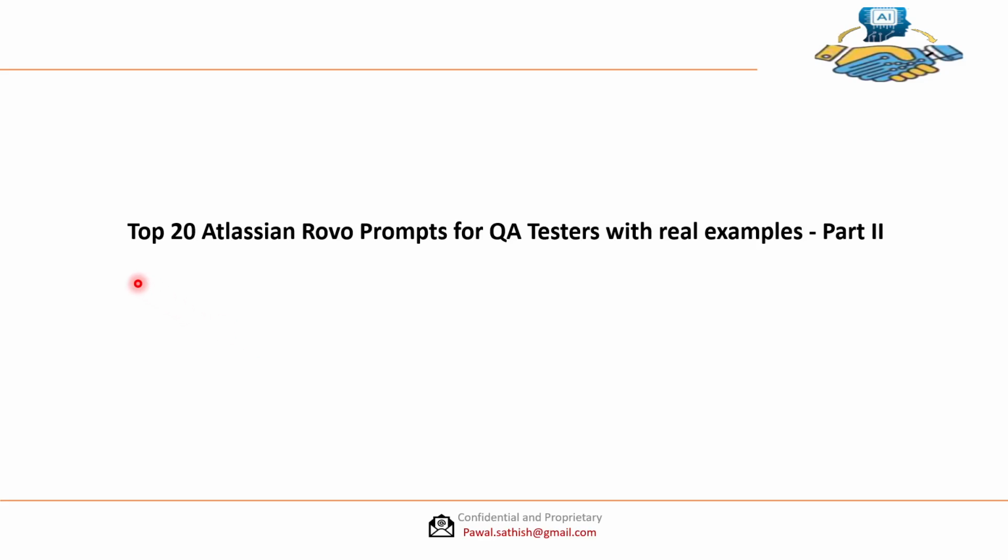In today's session, we will see the top 20 Atlassian Rovo prompts for QA testers with real examples, part 2. In the last session, part 1, we already saw the key features of Rovo, and in today's session we will see the actual top 20 Rovo prompts, and how we will give them to Rovo so that it increases our productivity every day.